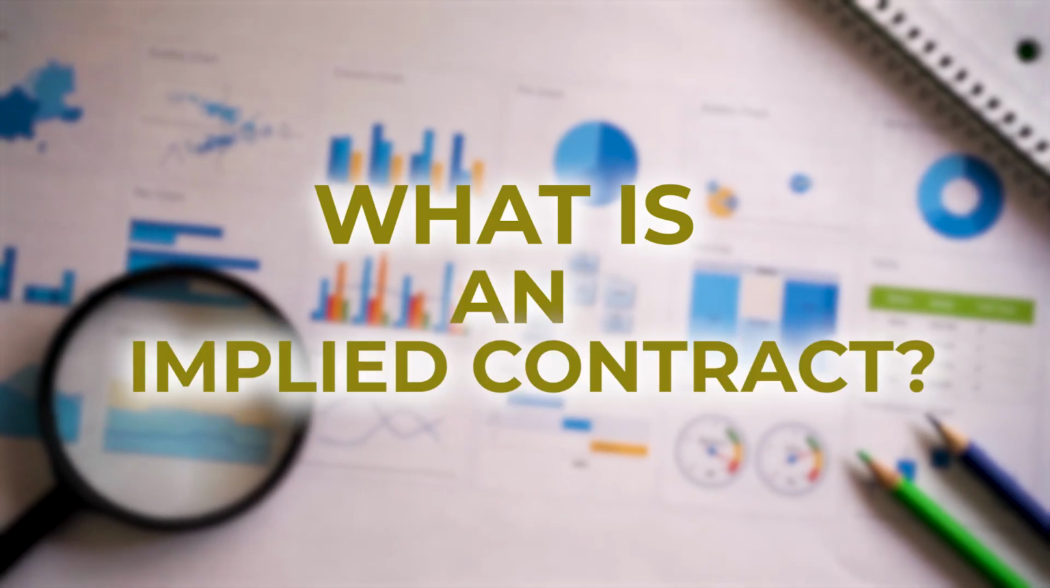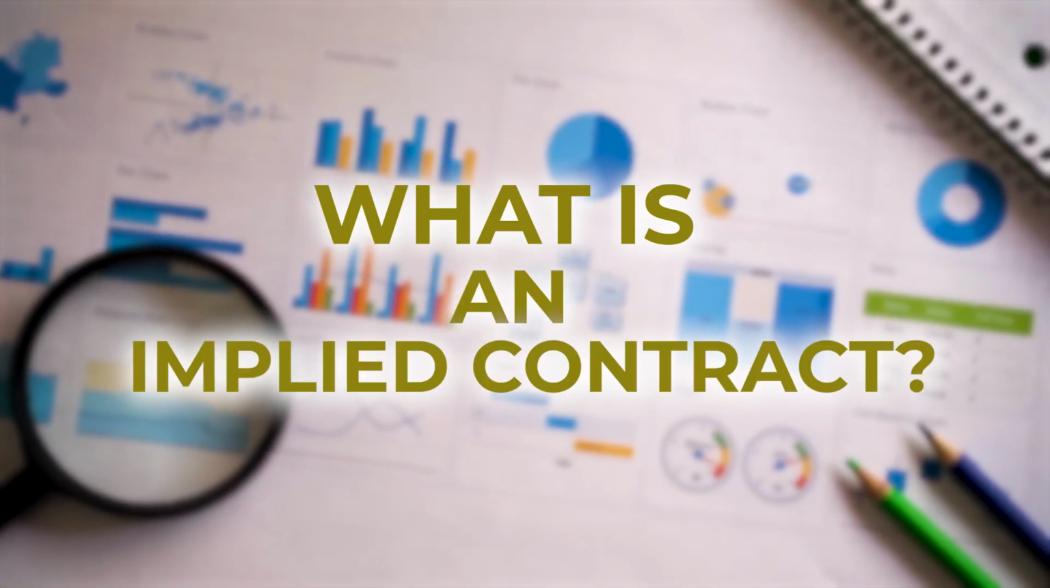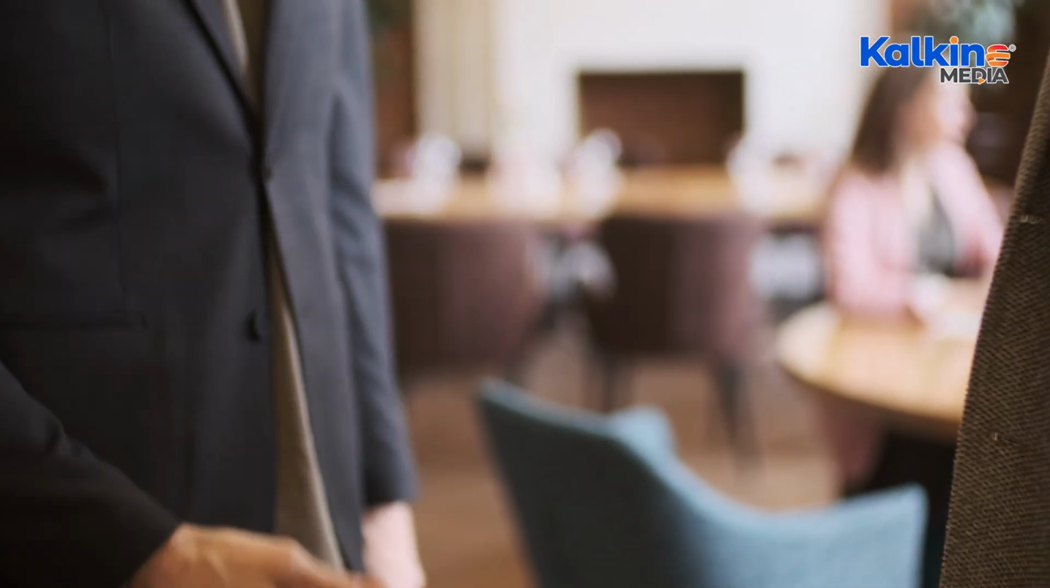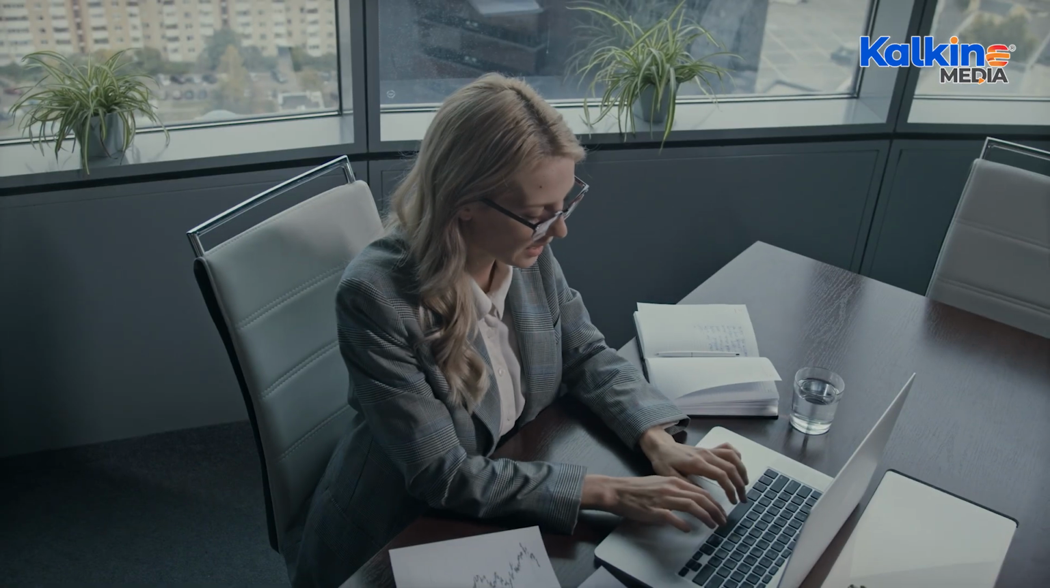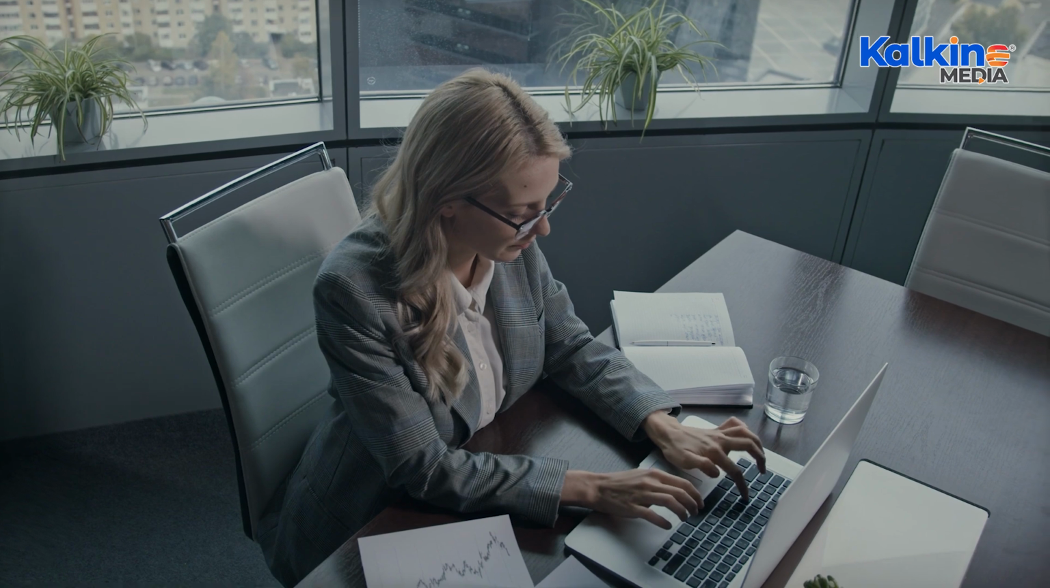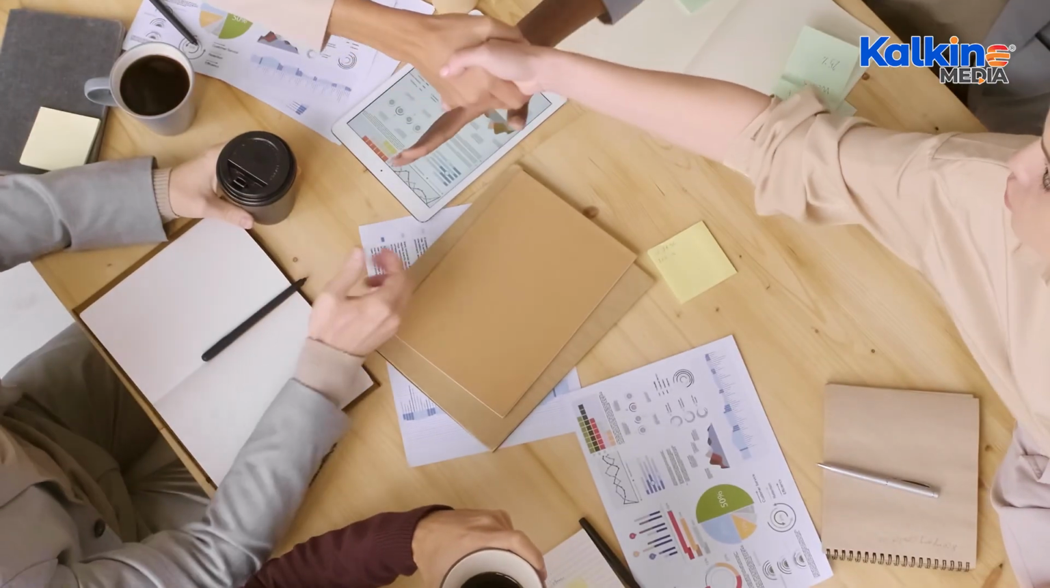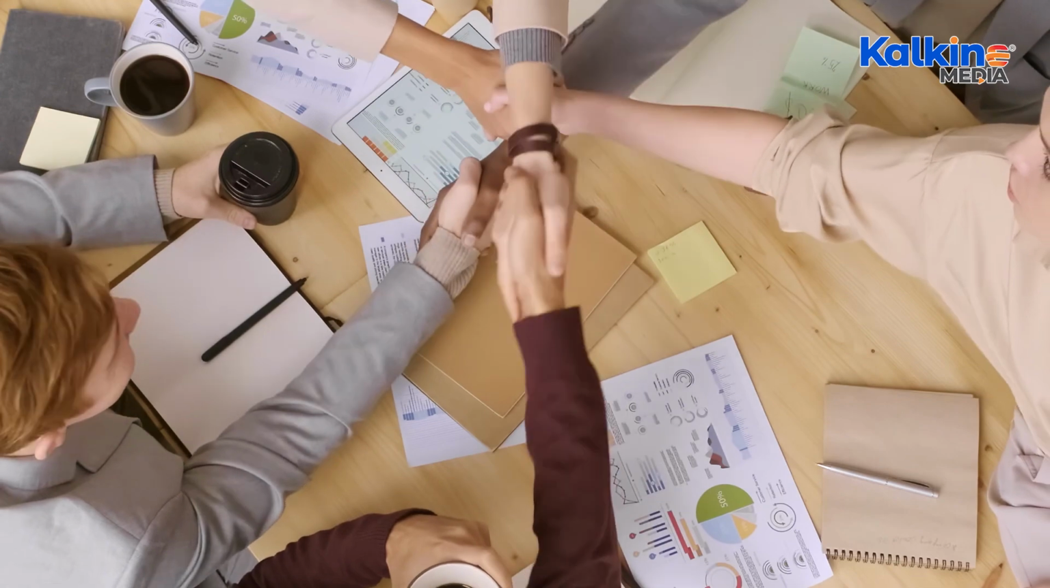What is an implied contract? An implied contract is a legally binding agreement that arises from the conduct, actions, or circumstances of the parties involved rather than a written or spoken agreement. It ensures fairness by preventing one party from benefiting at the expense of another without compensation.